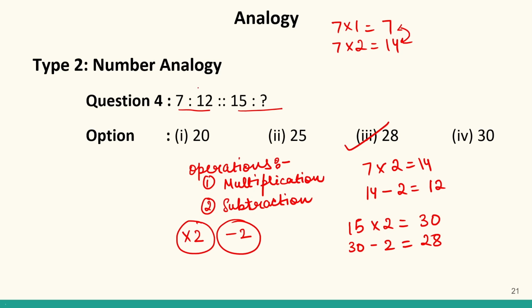So basically, in number analogy questions, we first have to identify what operations are being used to get this number from this number. It could be multiplication, subtraction, addition, or division, or it could be two or three operations also. So first you have to understand the logic, and then you have to use the same logic for this question as well.